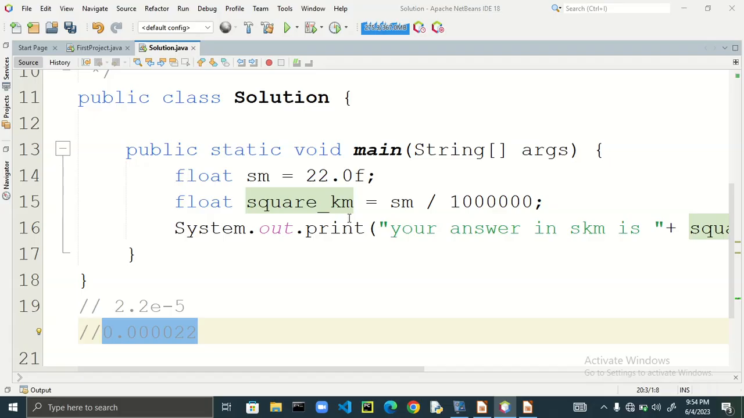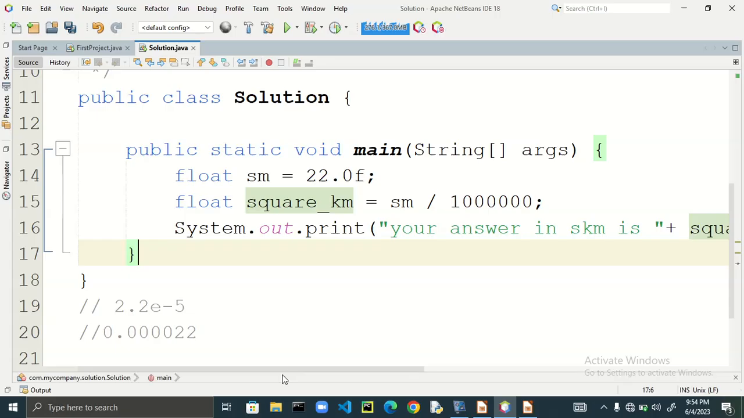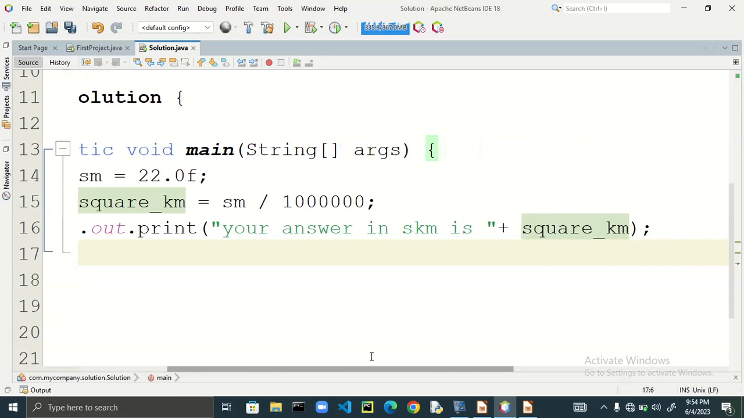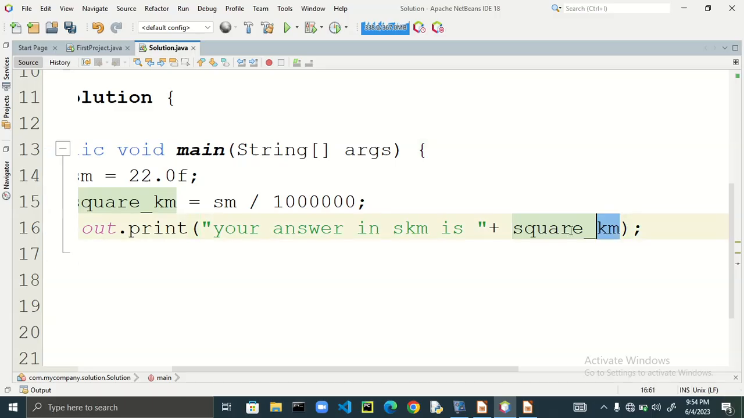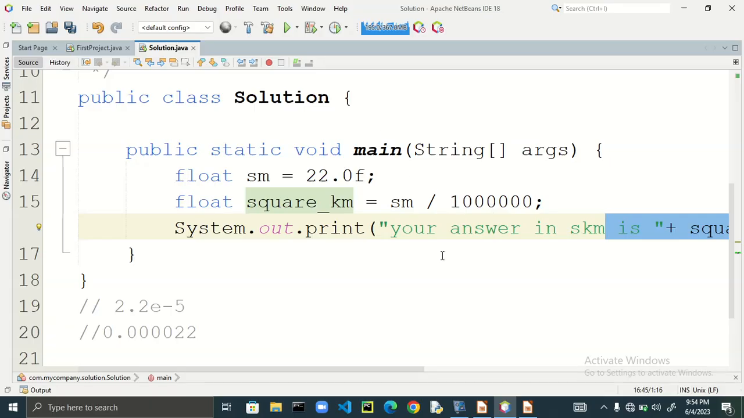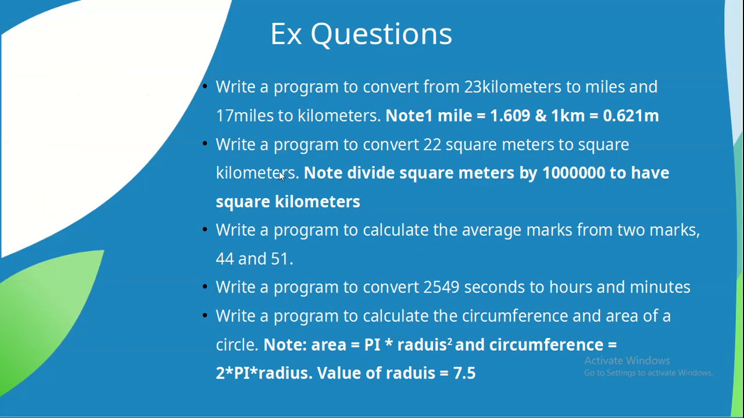Let's go to the third one. Let me just scroll this a bit so that you can see the remaining code. It's just this one here. I would provide the code so that you can download them after the video. Now we have the third one. It says write a program to calculate the average marks of two marks, that is 44, and then 51. We should find the average of these two numbers.